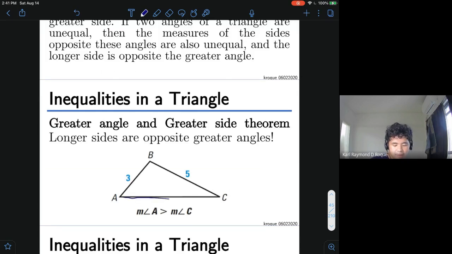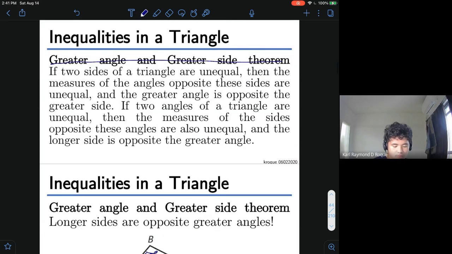Ito yung pinakamahaba, obviously. So, dahil si B yung pinakamalaking side, yun yung pinakamahabang side, pinakamalaking angle, vice versa, no? Ito yung susunod na mas malaki. So, mas malaki si A kaysa sa C. Okay? Always remember that, no? Yan, this is what this says. Okay?